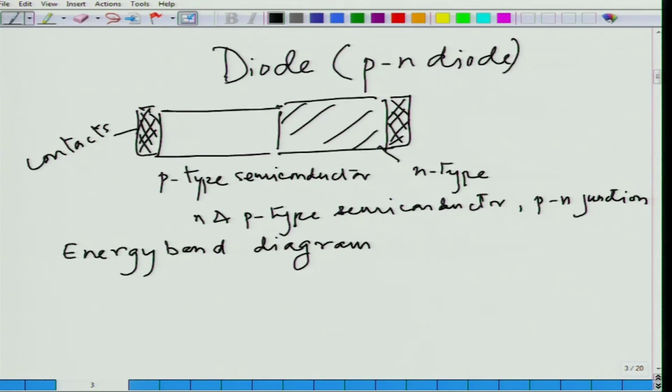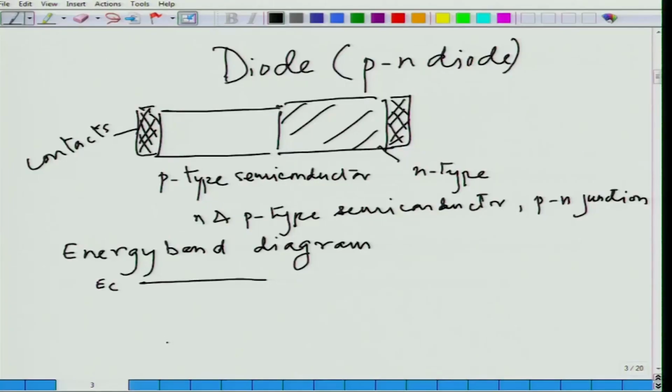So, to start with, we can plot an energy band diagram of the p type and the n type separately, and then try to bring them together and see how the device will perform. In the p type semiconductor, we are going to represent the conduction band edge and the valence band edge and the intrinsic level, Fermi level, and the Fermi level for p type is going to be more towards the valence band.